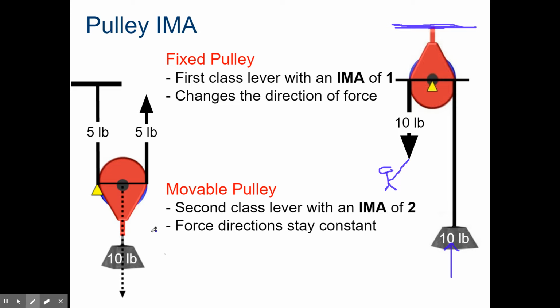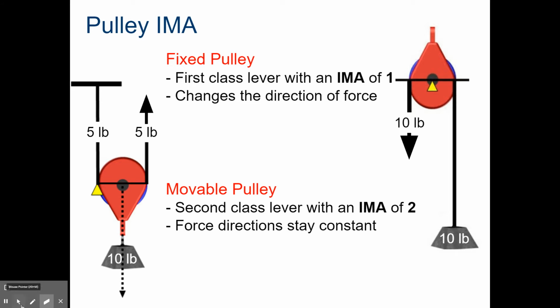Movable pulley. Now our thread is attached to the ceiling here. We're up here and we're pulling up this time to move the force this way. A movable pulley, because this pulley is not attached to anything, automatically has an IMA of 2. So, quick introduction to pulley IMA: 1, fixed. 2, movable.